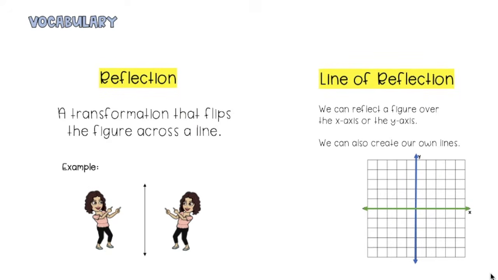So a reflection is a transformation that flips the figure across a line. And taking a look at my Bitmoji, I can see that my image flips over my line and it almost looks as though you're looking in a mirror. This line is called the line of reflection. We can reflect a figure over the x-axis or the y-axis, and we can also create our own lines.